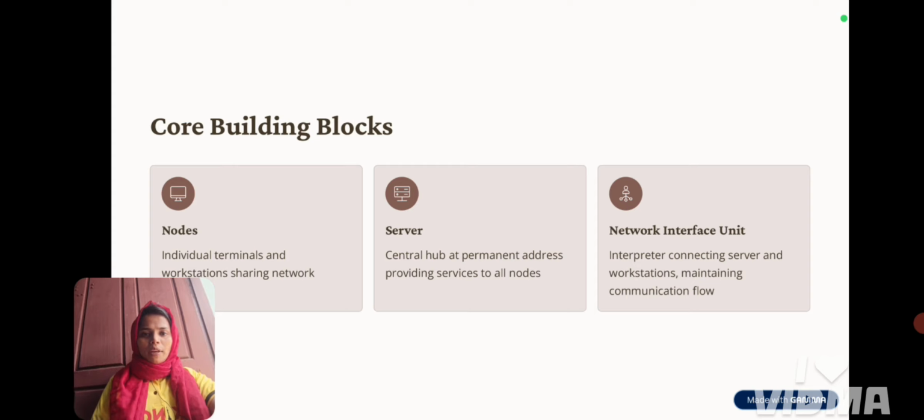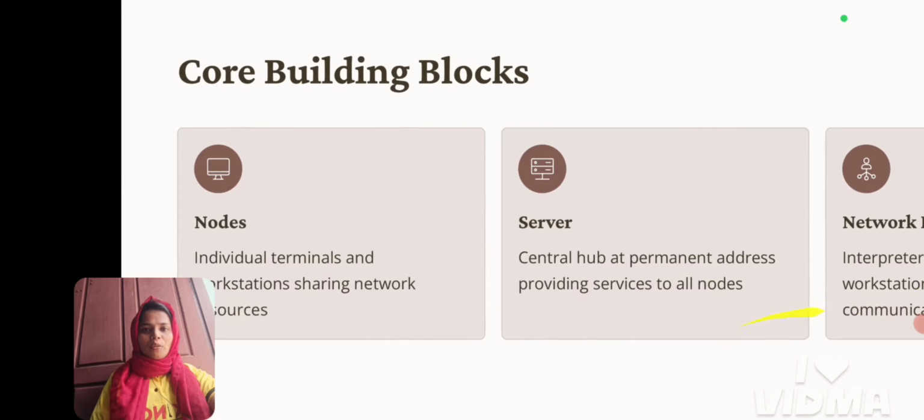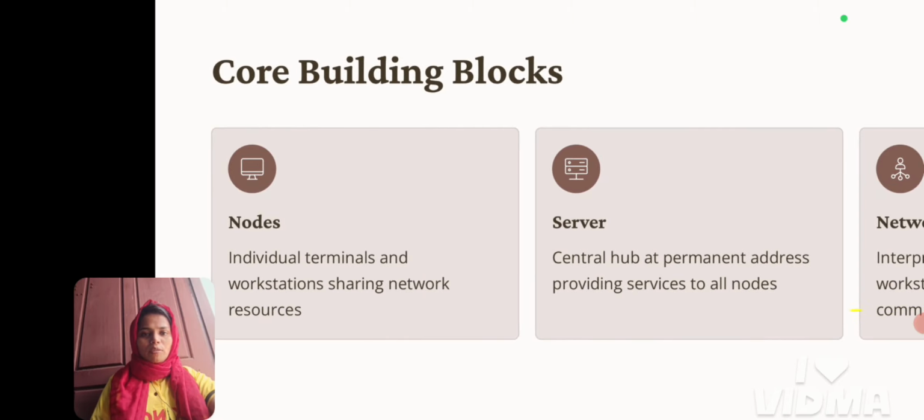If we want to construct a building, blocks are the important aspect to construct it, right? Like that, computer networks also have some building blocks like nodes, server, network interface unit. Nodes means if I have a device to share information, like sending a message, then my mobile phone is a node. Then on the opposite side, someone receives my message, right? Then that person's mobile is also called a node. These devices are called nodes: individual terminals and workstations sharing network resources.